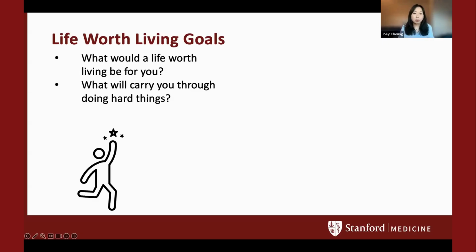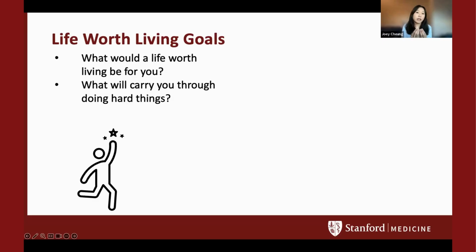So, part of the larger question when we enter into DBT is to really be curious about what it is that would make life worth living for you. What is it that's going to carry you through doing the really hard things in life? Even if you were experiencing pain, what would make experiencing pain worth it for you? What would you like to be able to do? What is going to help you carry through doing the hard things to push through the pain?